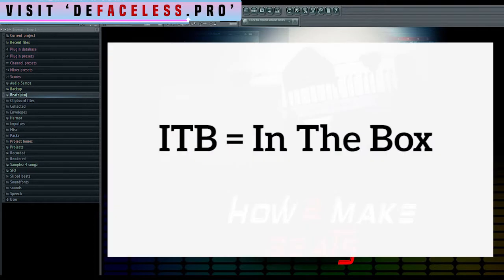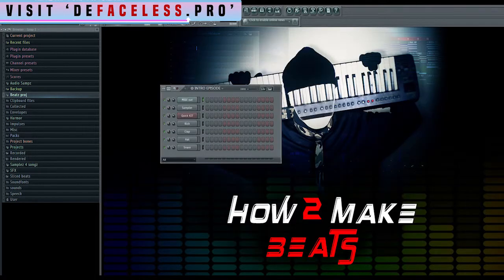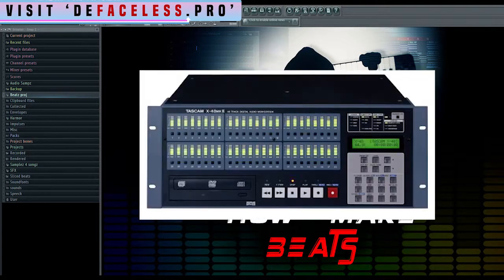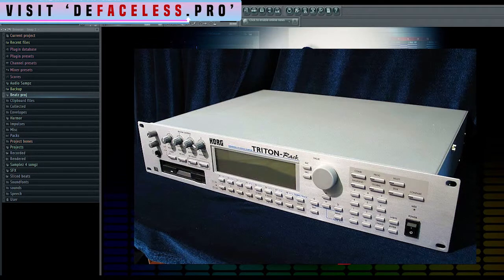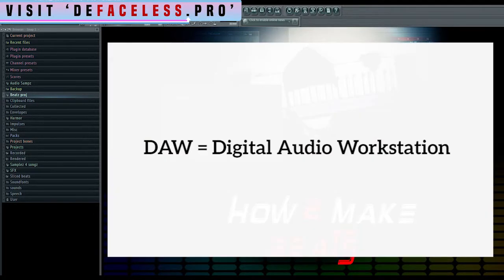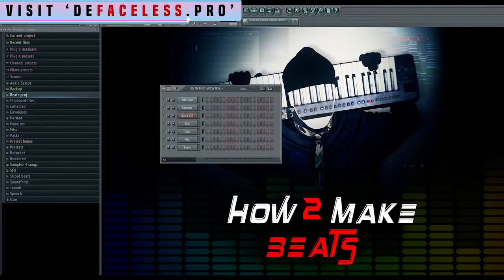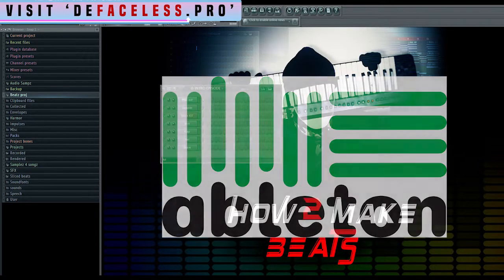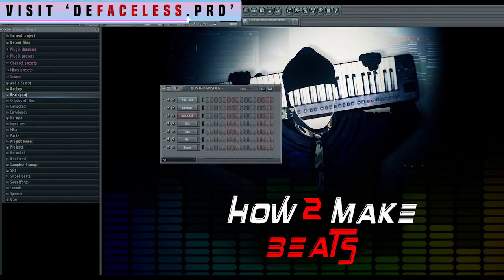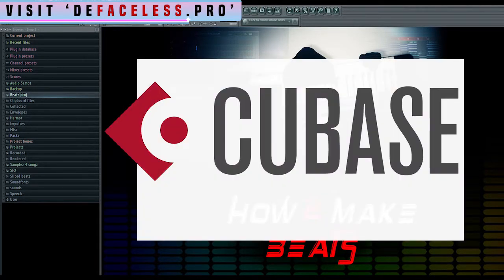ITB, in the box. This means creating music using nothing but your computer, aka the box. No outboard gear such as multi-track recorders, reverb units, instrument modules, none of that. DAW means digital audio workstation, and this refers to your weapon of choice, software-wise, such as FL Studio, Logic Audio, Ableton Live. Over the years, I've used various, such as Cubase, Nuendo, Reason, Pro Tools.